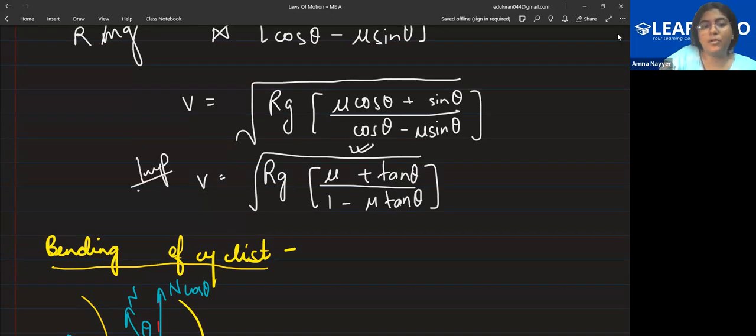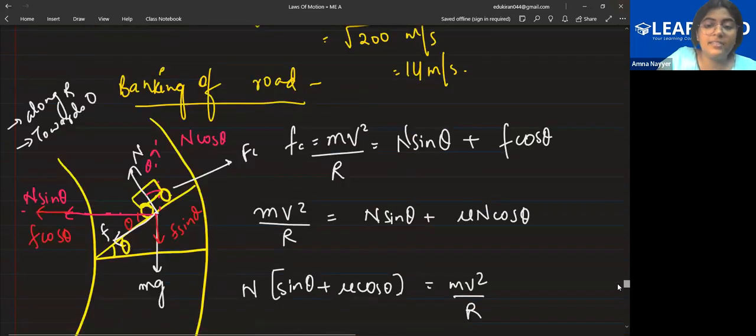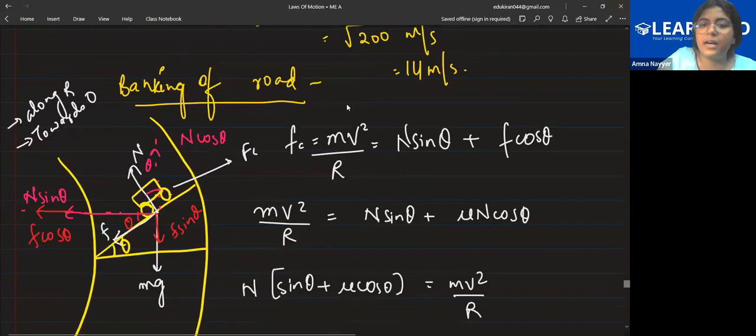This formula is important. Derivation is important. But again, I'm repeating, circular motion is not going to come in Tuesday's test, and everybody has to attend it. Write it. This derivation is important. Start writing. Any doubts, please ask, class.